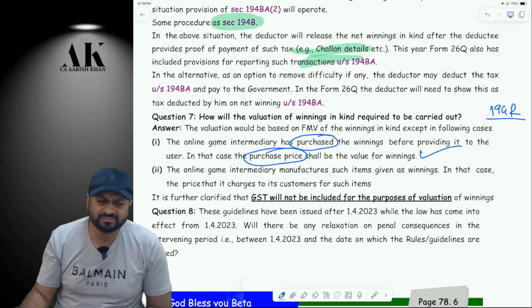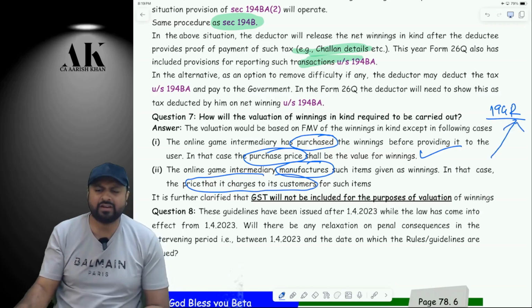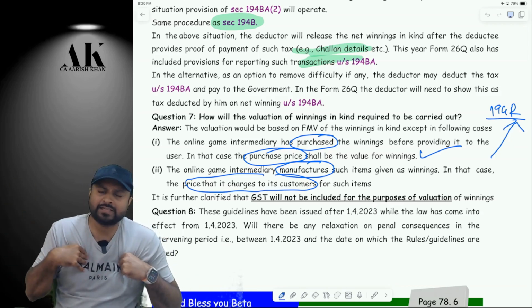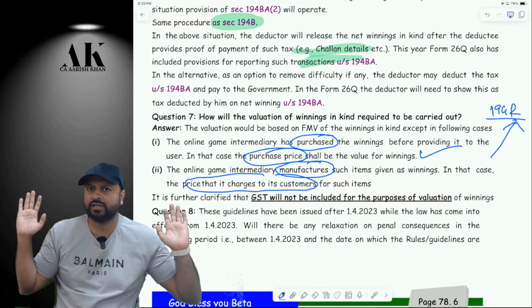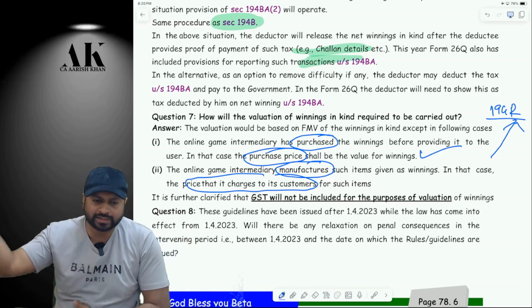Are you clear? But if I'm a manufacturer of the car, then the price I charge to the customer is the value. This is exactly similar to what we have done in 194R. Check. If I purchase the car, then whatever price I purchased it at will be the value on which TDS will be applicable. If I manufactured the car, then it is the price at which I sell to my customers.